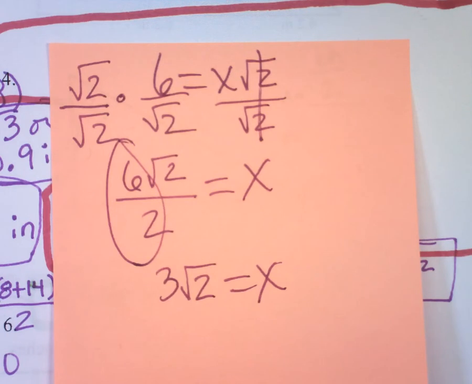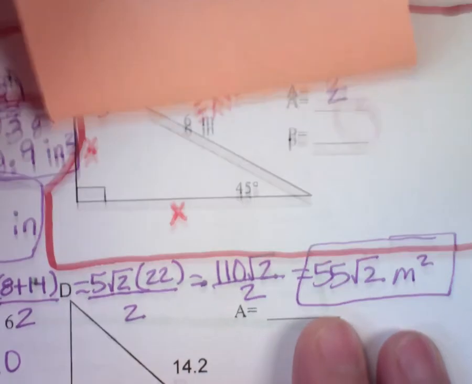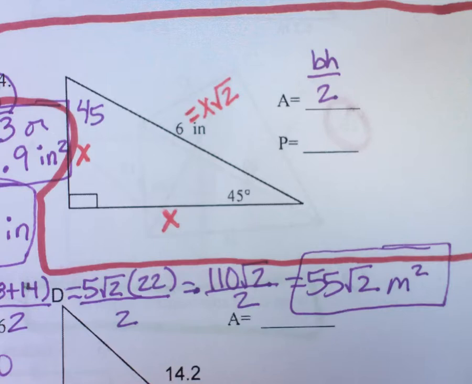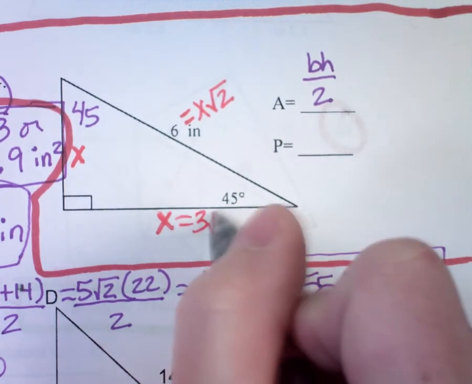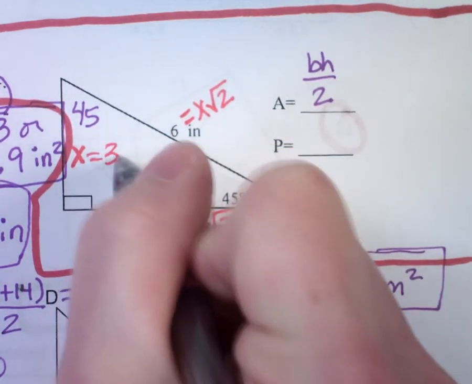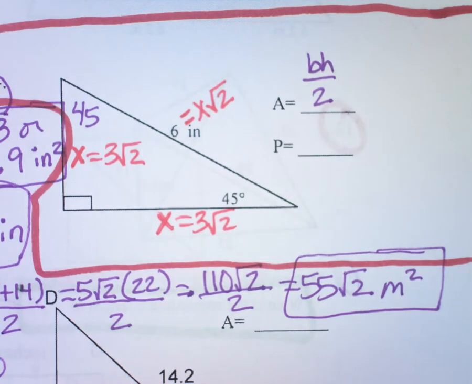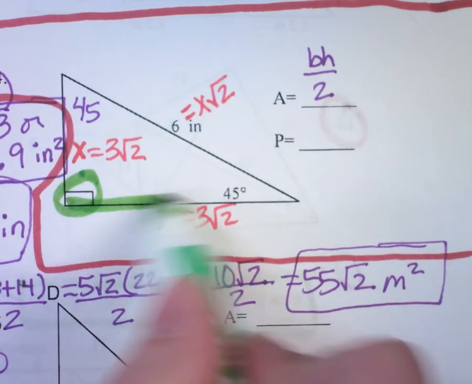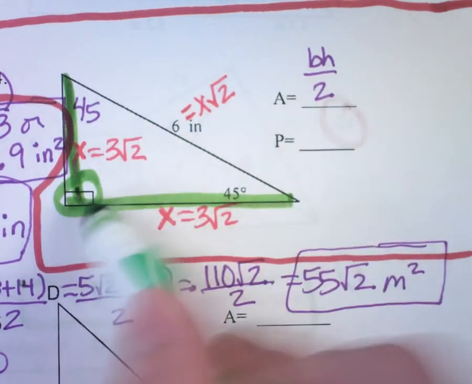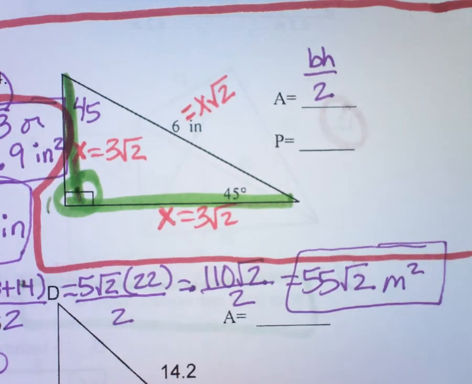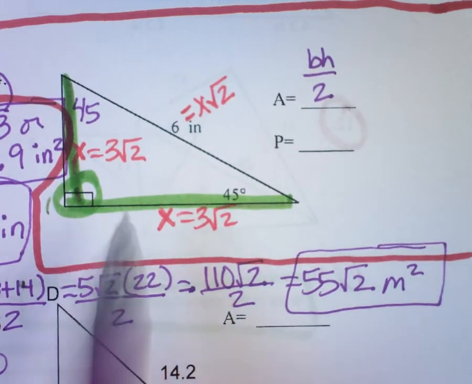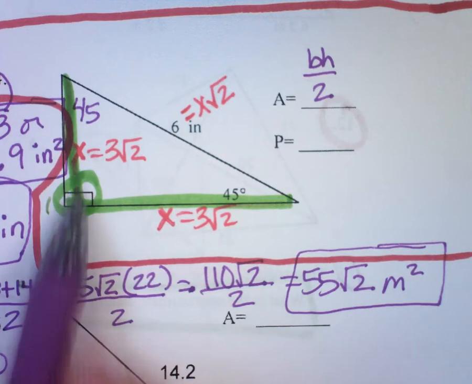We had an ugly lesson yesterday, so we're just going over the homework problems in full detail. Okay, so our little x is 3 square root of 2. So this guy is a 3 square root of 2, and this guy is a 3 square root of 2. And in case you don't know, wherever the right angle is, that's where the base and the height are. The base and height are always attached together with that right angle. So the 3 square root of 2 down here is my base. The 3 square root of 2 here is my height.